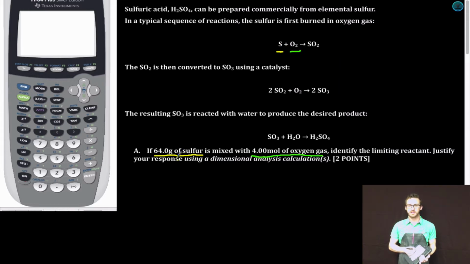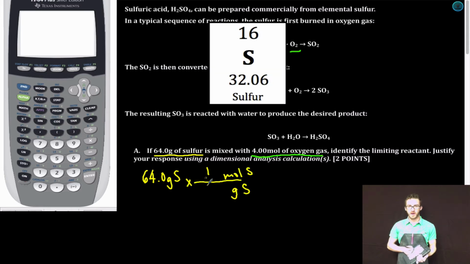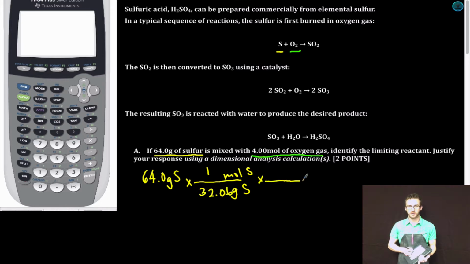So I'm going to start with the 64.0 grams of sulfur. And I need to think about, if I used up all 64.0 grams of sulfur, how much SO2 would I make? My first step, convert my mass in grams to moles. My molar mass here coming from the periodic table. Next, I'm going to compare moles of sulfur to moles of SO2. That relationship is coming from my balanced chemical equation, and it's a 1-to-1 relationship.